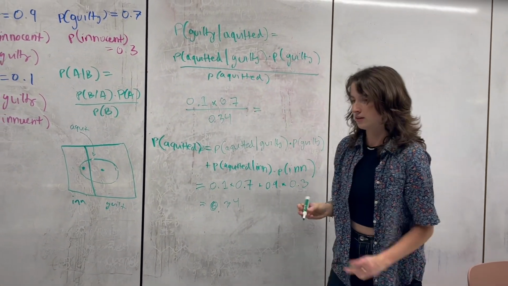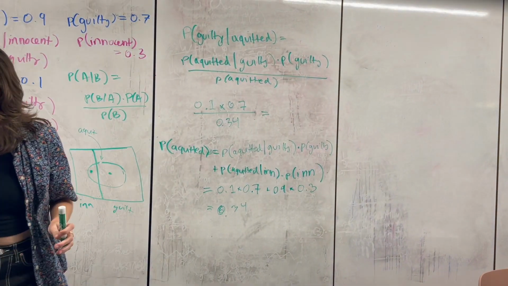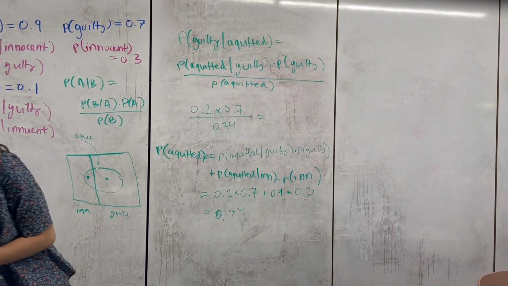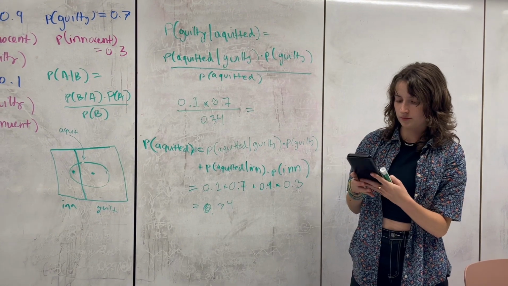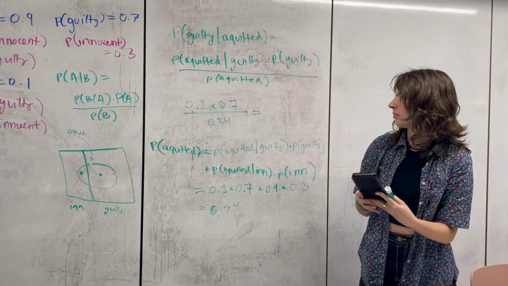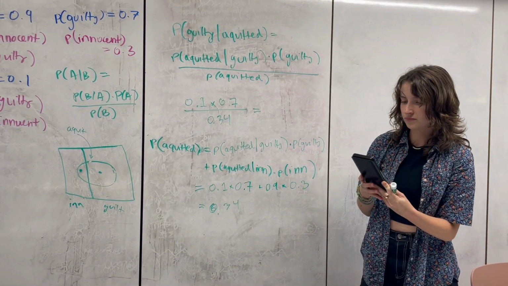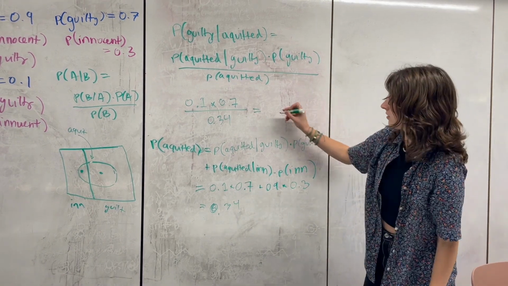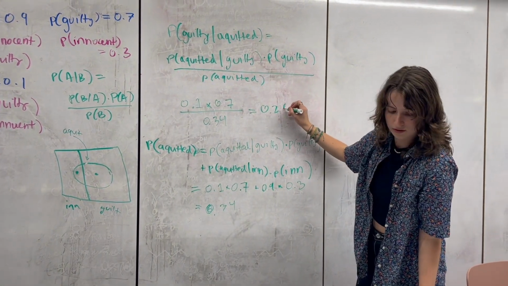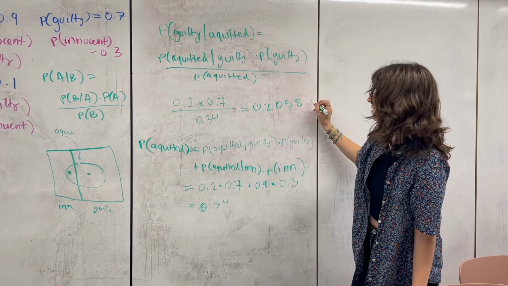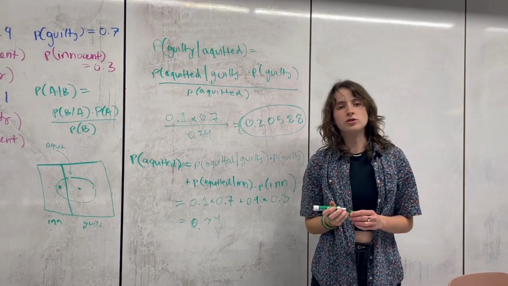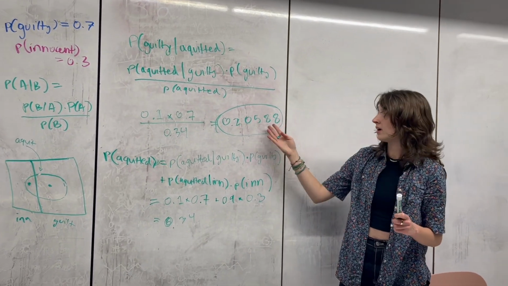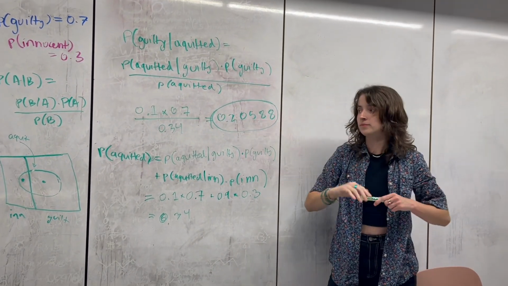Plug that in, put it in a calculator, and I didn't write this one down. 0.1 times 0.7 divided by 0.34 and 0.20588. I don't really know how many digits you're supposed to round to, but pay attention to that. And this is your answer.